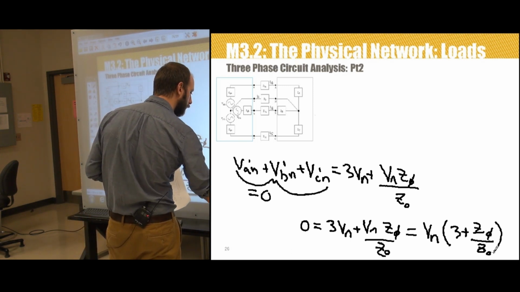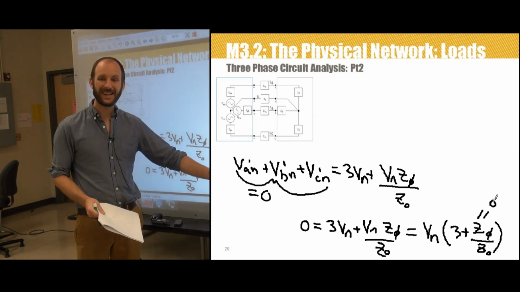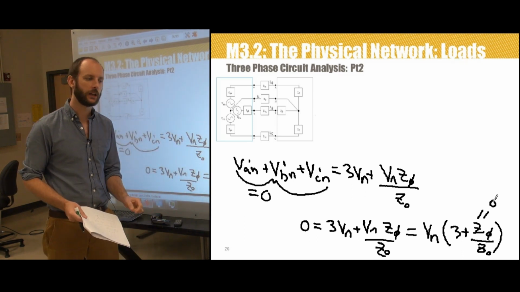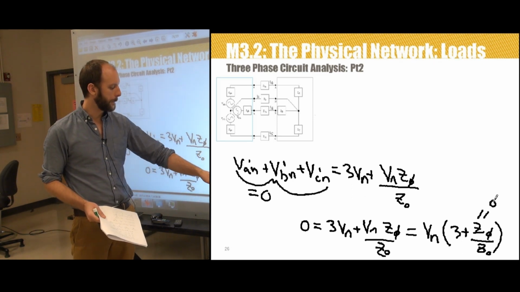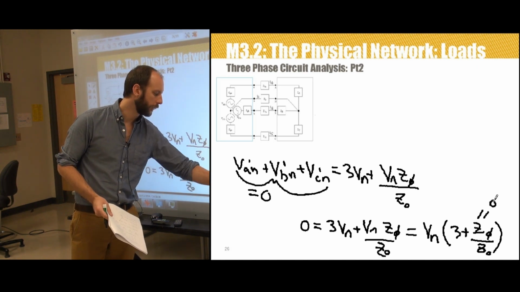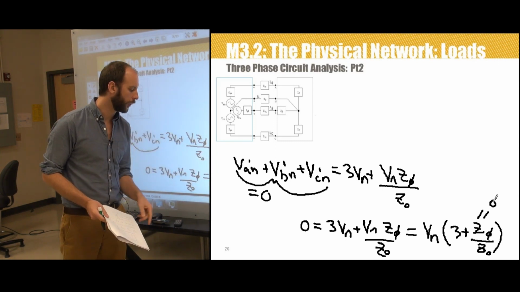Non-zero term right here. It can't ever be negative either. We're never going to divide an impedance by another impedance and get a negative impedance. So what that tells us is this whole term inside here is never going to go to 0 itself.